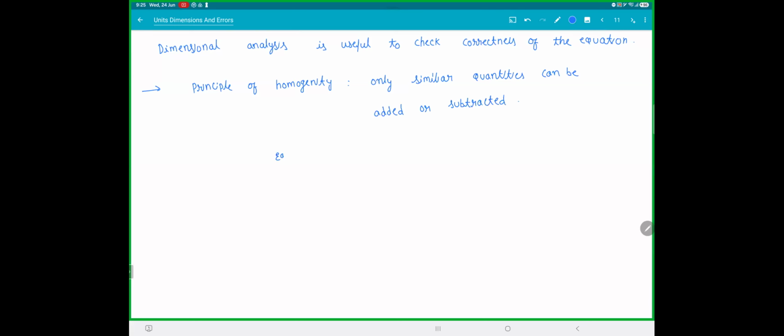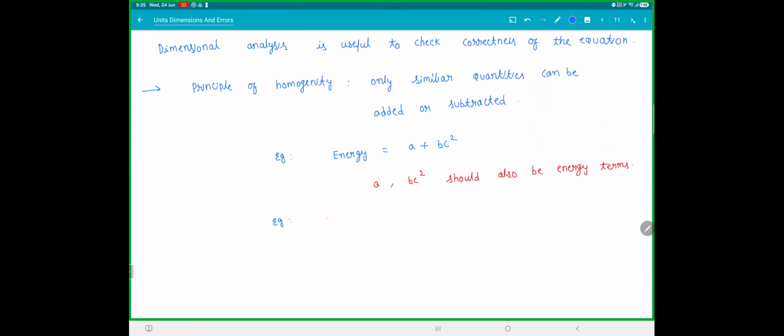So, for example, if someone says energy is given by A plus B into C square, that means we can be sure the quantity A and the quantity B into C square should also be energy terms. Because if your LHS is energy, the RHS terms also must be energy. At least the unit should come out to be something like that.